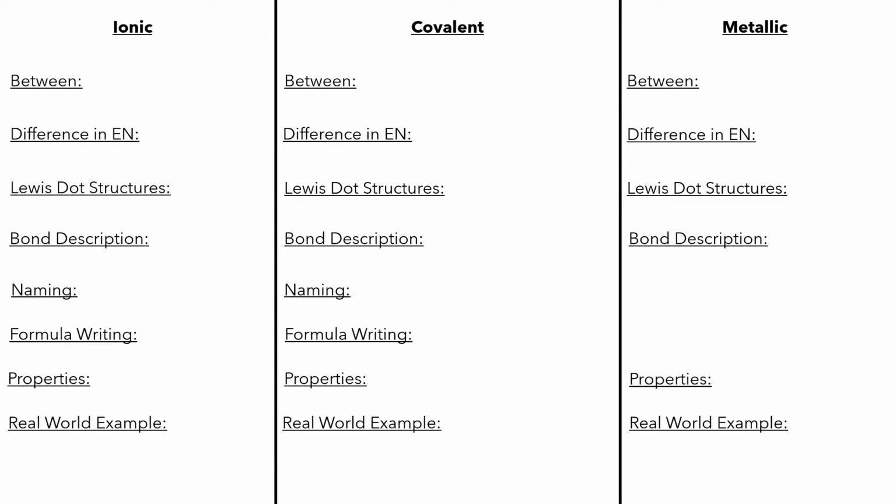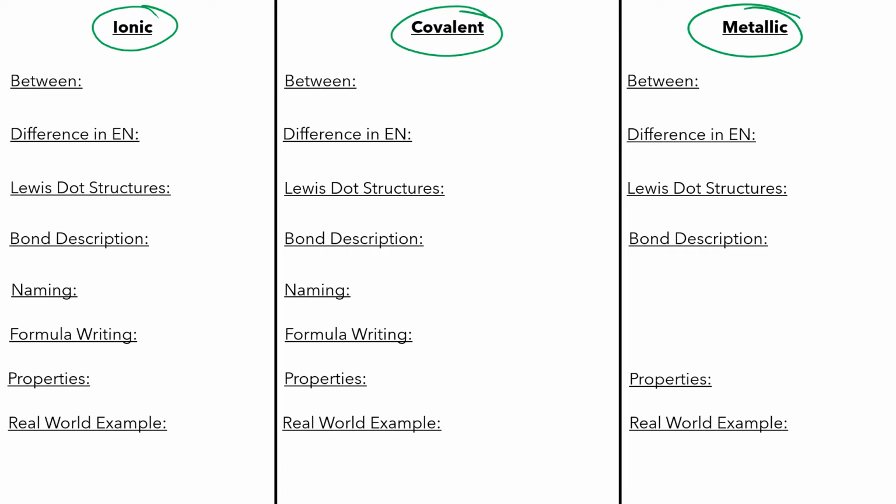I'm going to show you guys how to create your types of bond poster project. So this is an outline of the poster itself. As you guys can see, you have the sections labeled ionic, covalent, metallic. This is needed, y'all, as part of the rubric. So after that, each section has required information.